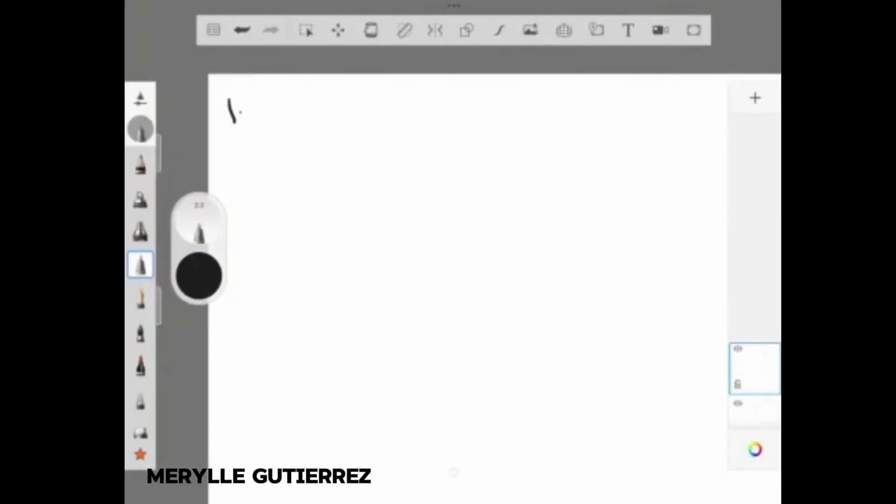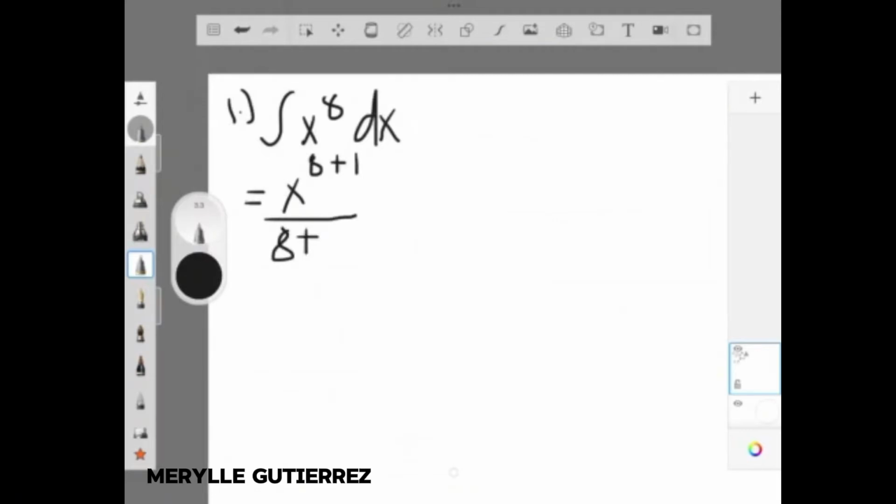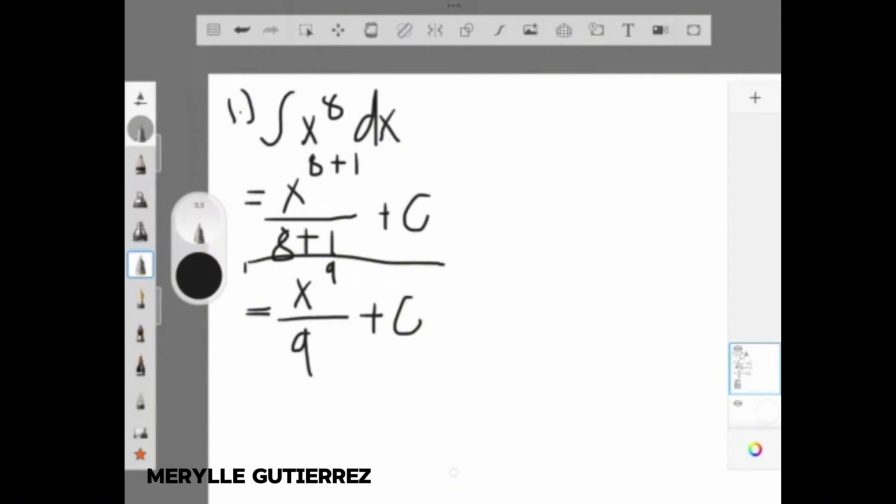Here's an example of the power rule. We have the integration of x raised to 8 dx. First thing we're gonna do is add 1 to the exponent, and that exponent will be our denominator, and then plus c. We're gonna solve it. So we have x raised to 9 over 9 plus c. And that is the final answer.